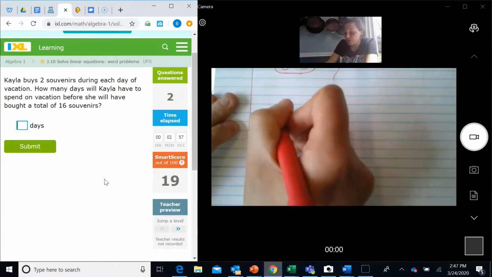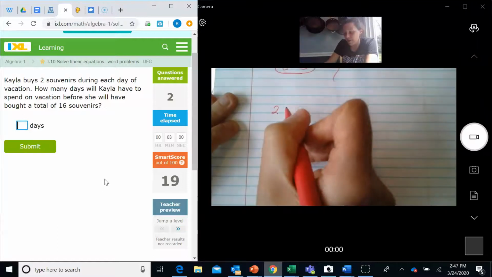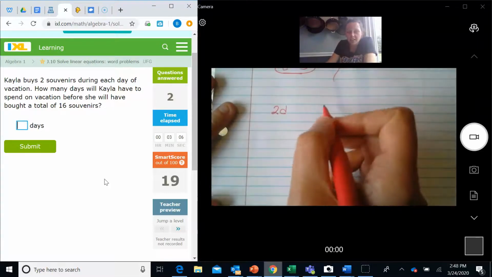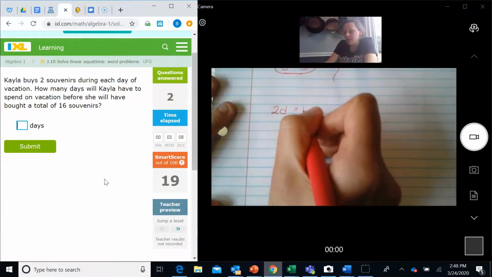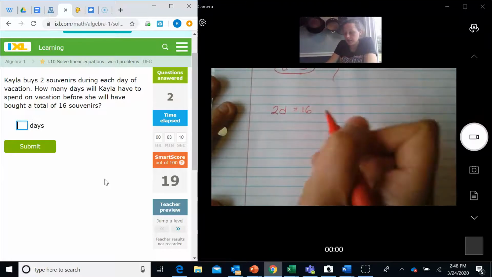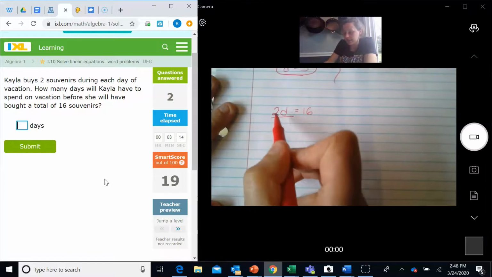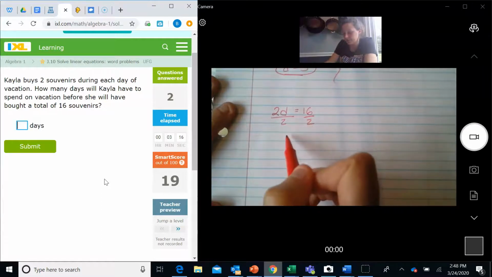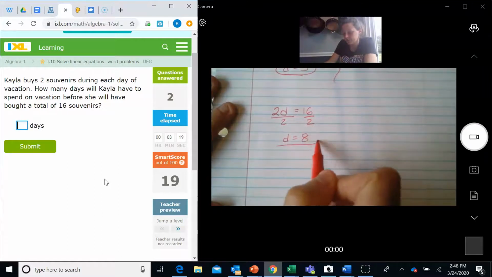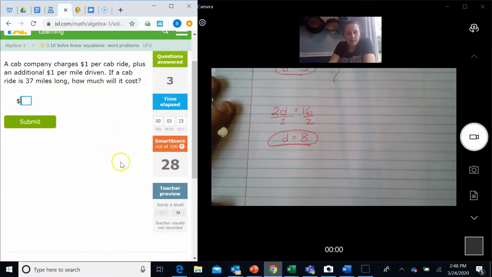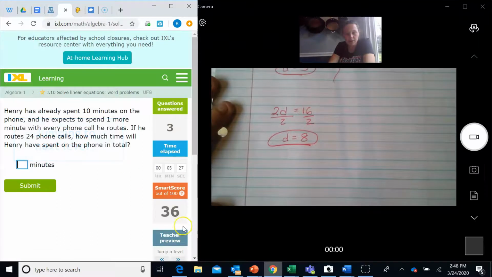So we get 2 souvenirs for every day we're on vacation. I don't have any souvenirs before I go on vacation, so I'm not adding to anything. And we want to know when that is equal to 16, right? So I'm going to get days by itself. Opposite of multiplying is dividing. So we divide both sides by 2, and we get 8 there. I'm going to skip ahead so we can see something that's a little bit harder.